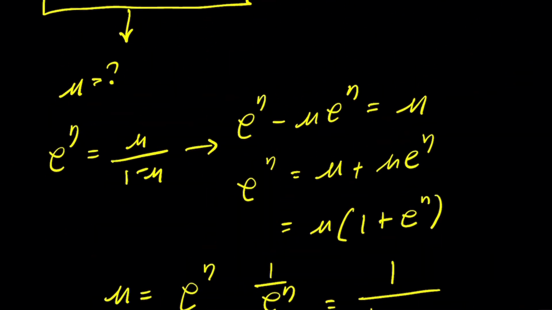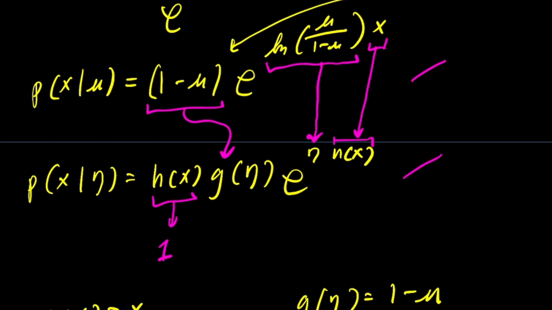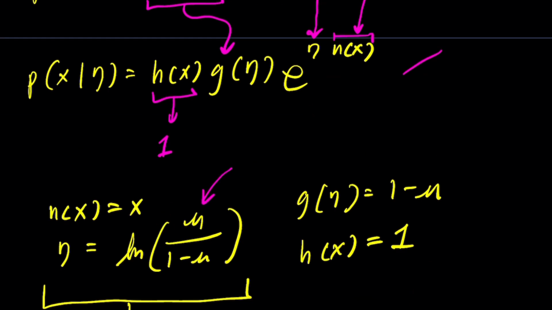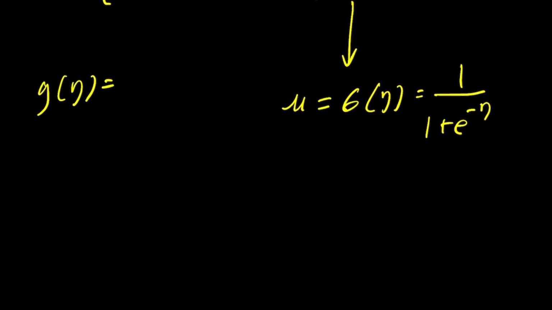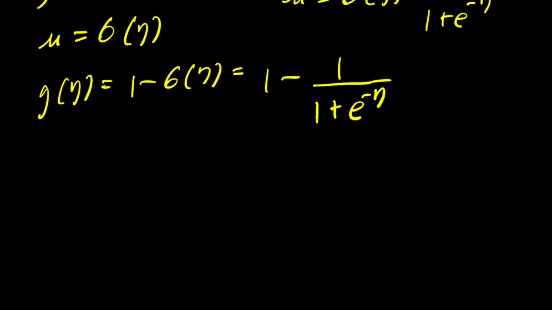Now let us complete the standard form of the Bernoulli equation. We have solved what mu is in terms of the natural parameter, so we can now calculate g of the natural parameter, which is 1 minus mu. Because we know that mu is equal to the sigmoid of the natural parameter, then g of the natural parameter is equal to 1 minus the sigmoid of the natural parameter, which is just equal to 1 minus 1 over 1 plus e to the negative of the natural parameter, which is equivalent to 1 plus e to the negative natural parameter over 1 plus e to the negative natural parameter, minus 1 over the same denominator.